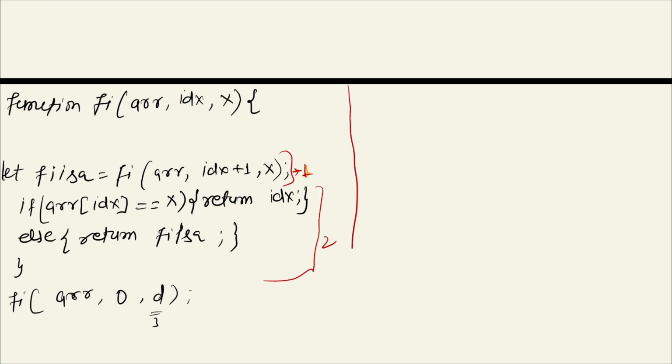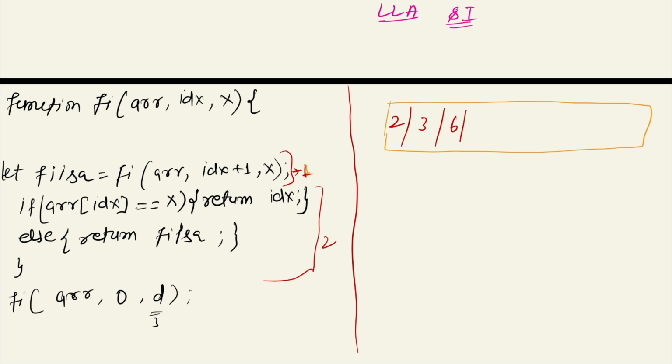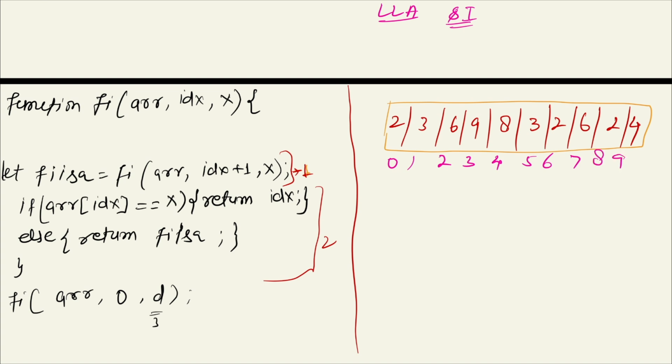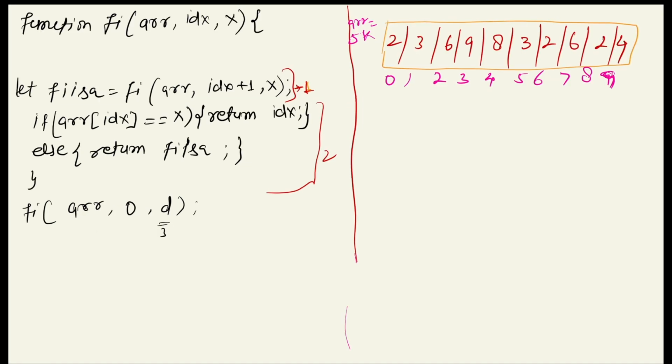Okay, now we will implement our stack. So here we will implement a low level approach, which will be the stack implementation. Here will be our array: 2 3 6 9 8 3 2 6 2 4. And the indexing is 0 1 2 3 4 5 6 7 8 9. This one is 9. Okay, and here the address of the array will be 5k.